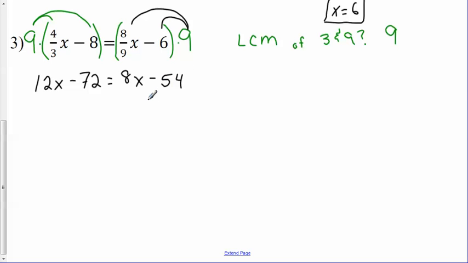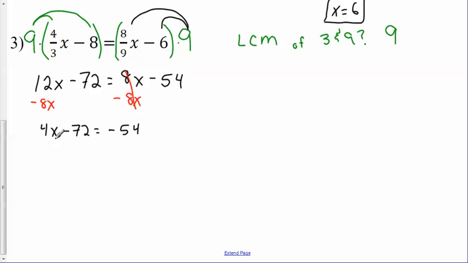Take a look at what happened. When we multiplied by the least common multiple of the denominators, we now have an equation with no fractions at all. So if we're not comfortable with working with fractions, maybe you don't like fractions, get rid of them and work with the form that you are confident with. So in this case, I subtract 8x from both sides. And that's going to give me 4x minus 72 equals -54.